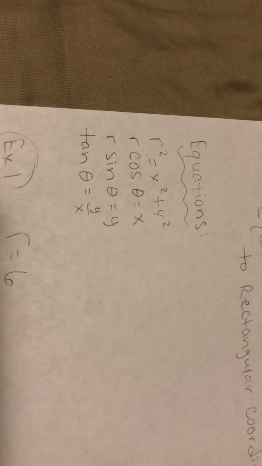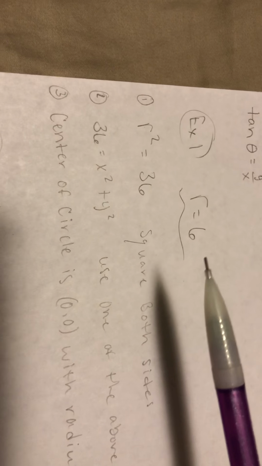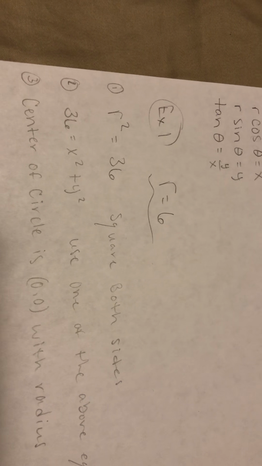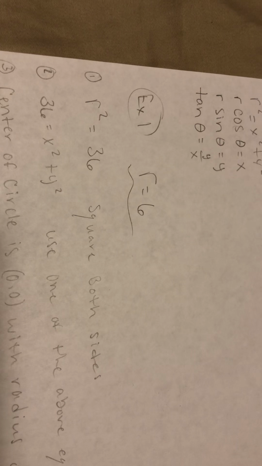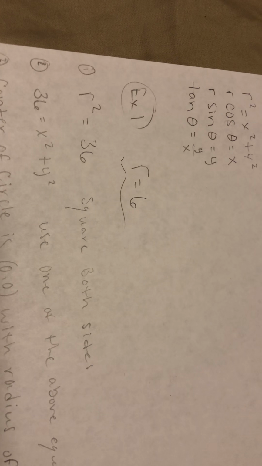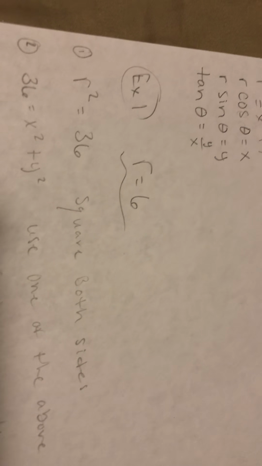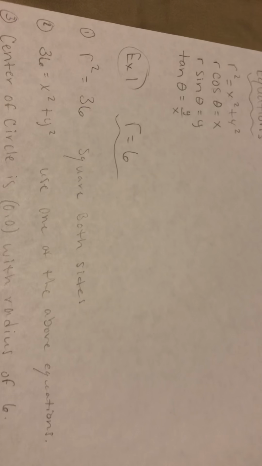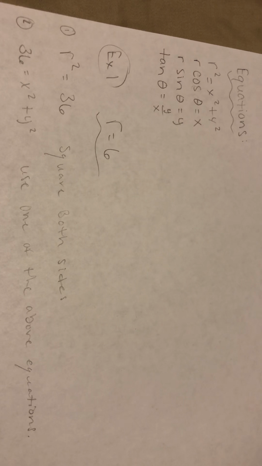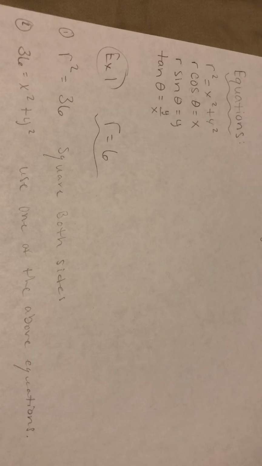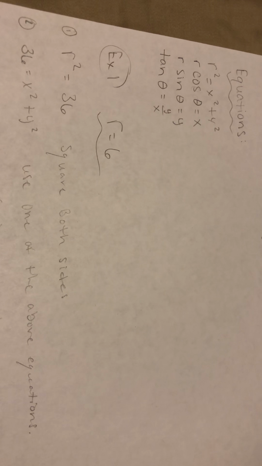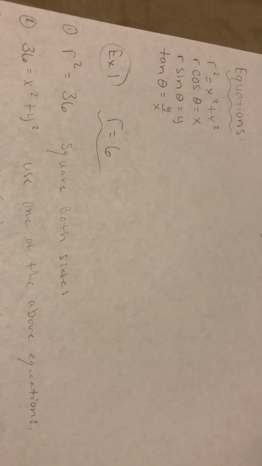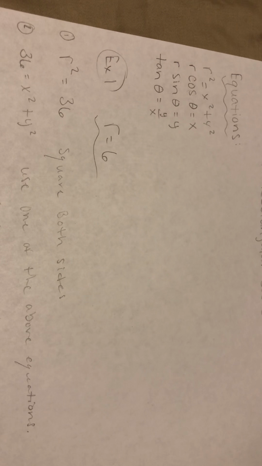Alright, so for our first example right here, we have that r equals 6. So to start, we are going to need to square both sides. So this gives us r squared equals 36. After this, we have to decide which equation from above is going to work best. So since we have r squared, we're going to use r squared equals x squared plus y squared. So with that, we have 36 equals x squared plus y squared.